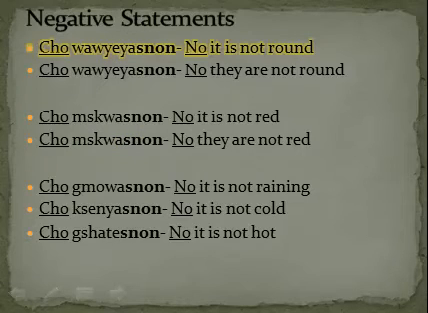And then negative statements. Cho wow ye yas non. No, it's not round. Cho wow ye yas non. No, they are not round. So it's the same for it or they. Cho wow ye yas non, or again the same way.